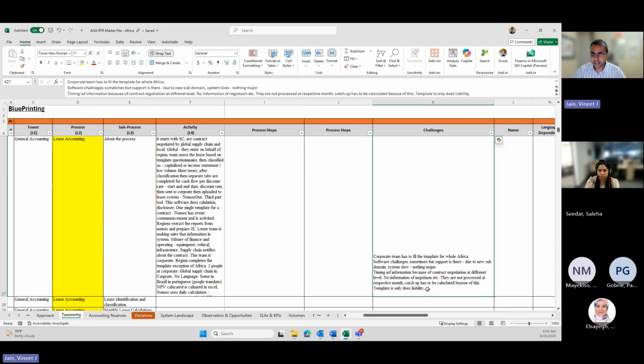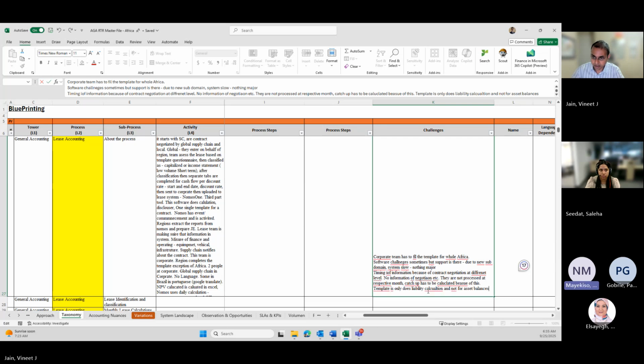Any other challenges? You mentioned the template does only liability and not asset calculations. Yeah, currently we don't have a mechanism to confirm the asset balance. Okay, not for asset balances. So this template is developed by AGA by itself, or is it?